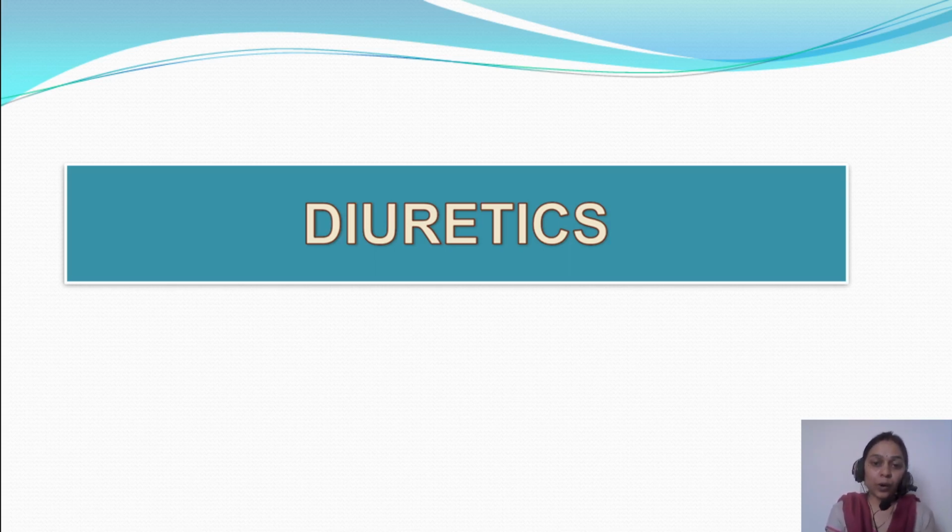Today we are going to start diuretics. So diuretics are chemicals that increase the rate of urine formation. By increasing the urine flow rate, diuretic use leads to increased excretion of electrolytes like sodium and chloride and water from the body, without affecting protein, vitamins, glucose, and amino acid reabsorption.